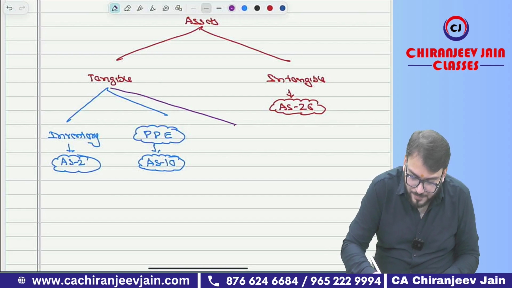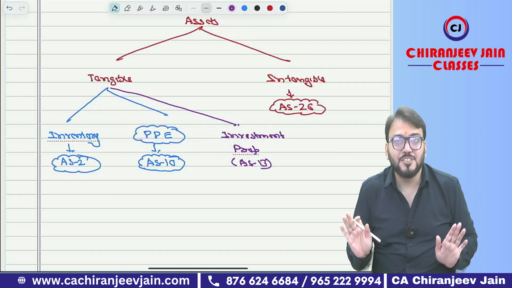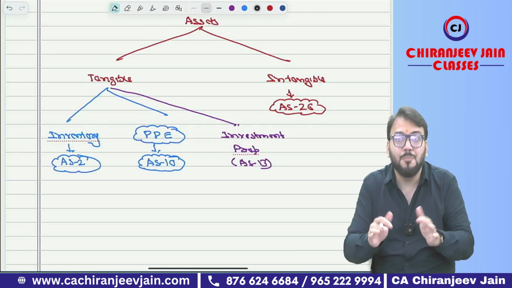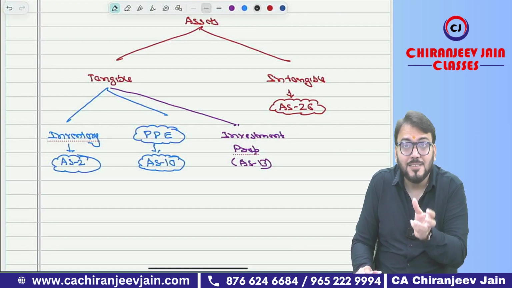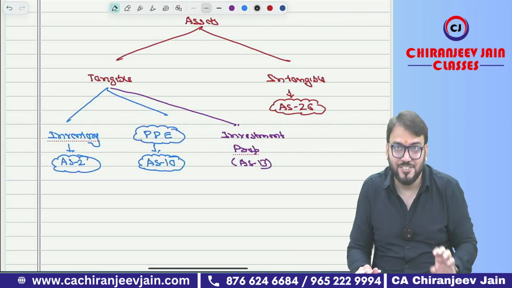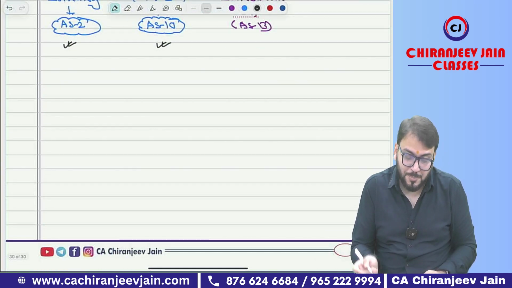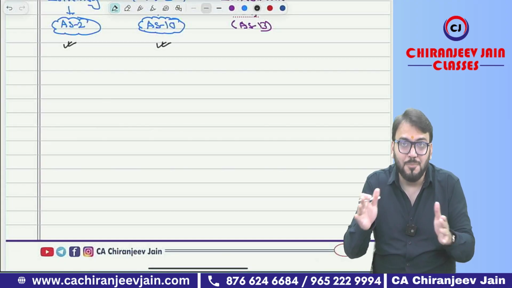There is one more: investment property. Investment property is covered under AS 13. So we can't say all tangible assets are property, plant, and equipment. Property, plant, and equipment are those tangible assets which meet certain conditions. So we have done AS 2. Now we are discussing PPE, but before we start, we need to understand the meaning of property, plant, and equipment.